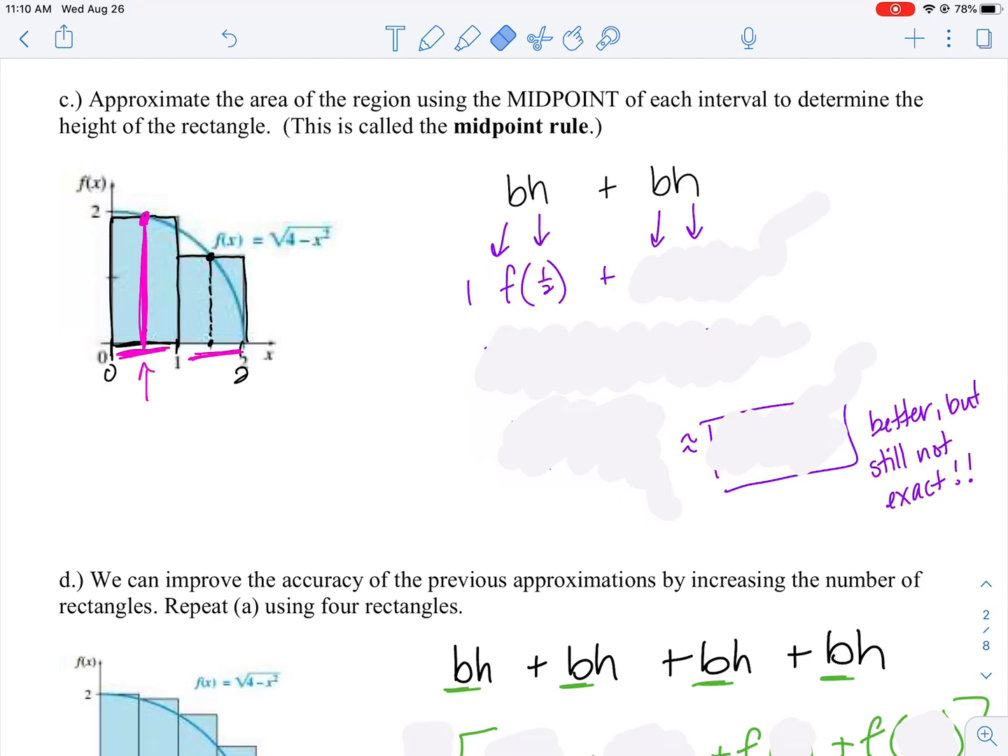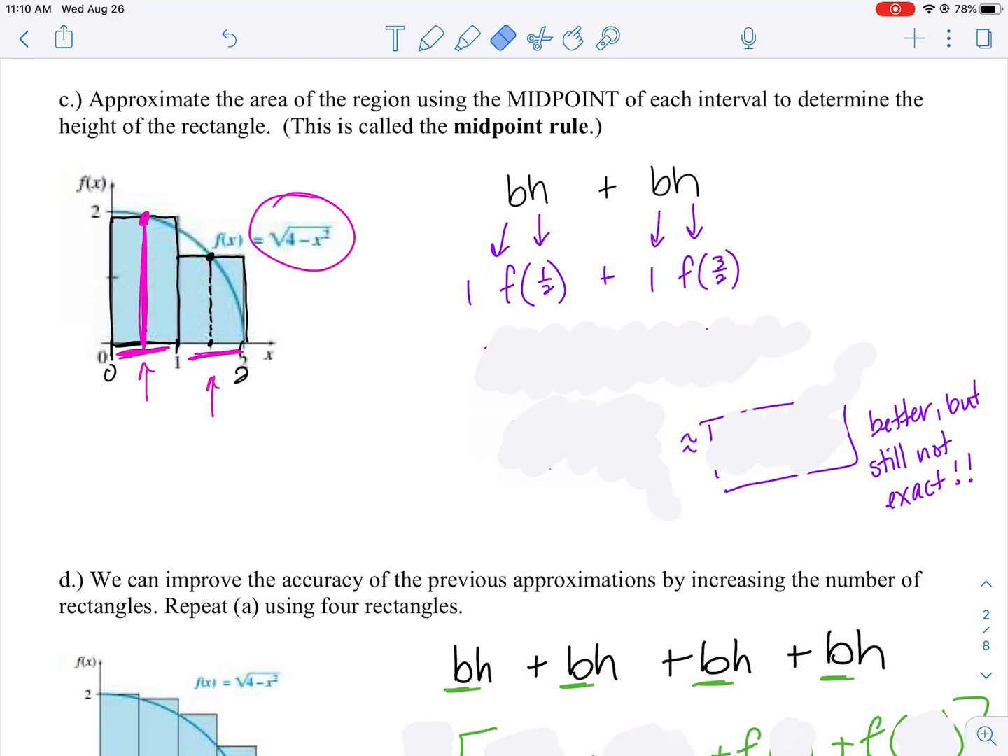I can plug 1/2 into my function to figure out the y value, or the height of my first rectangle. So what x value are you going to plug in to find the height of your second rectangle? Well, that's the point in between 1 and 2. So can we say 1.5 or 3/2? We should be able to plug those numbers into my function to find the height of each of those rectangles.